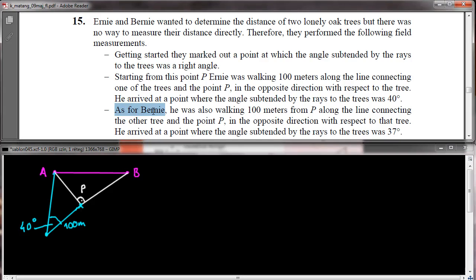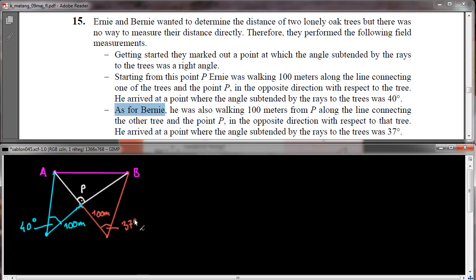Okay, as for Bernie, so that was Ernie. Bernie was also walking 100 meters from P along the line connecting the other tree with the point P in the opposite direction with respect to that tree. So Bernie was walking this way 100 meters again. This was also 100 meters. And then he got a point where the angle subtended by the rays to the trees was 37 degrees. So here the angle was 37 degrees.